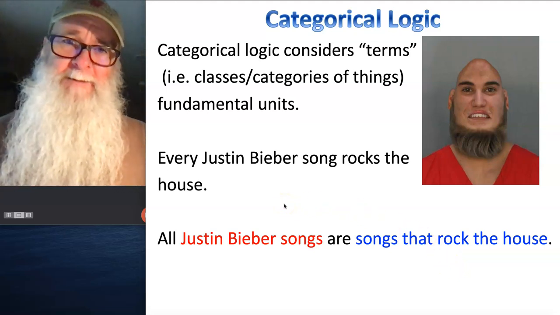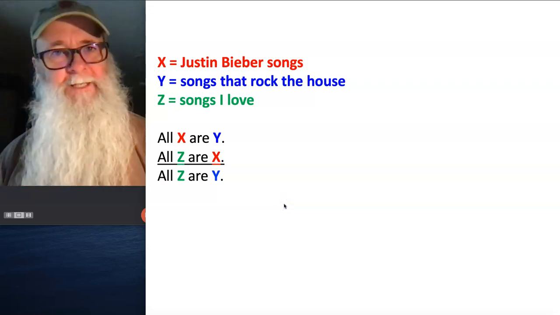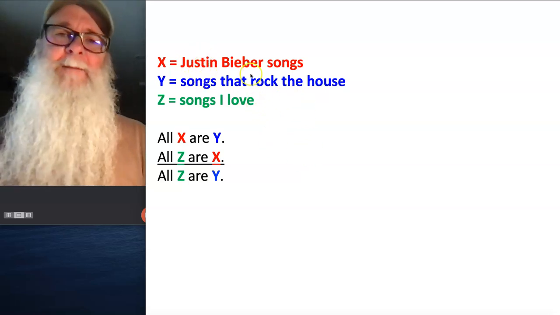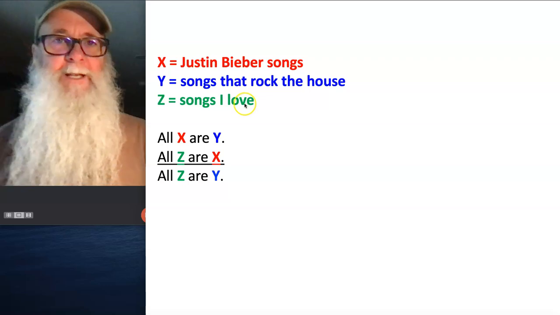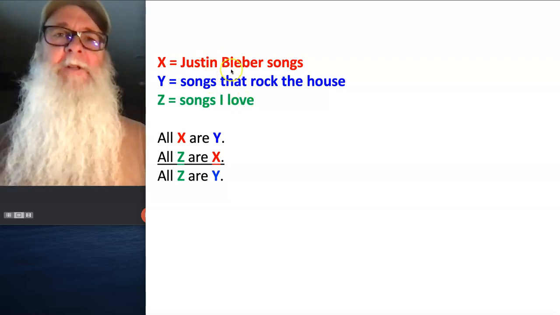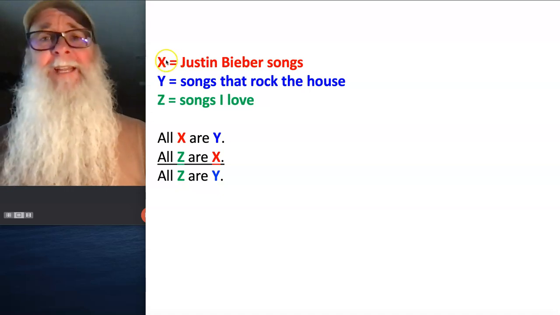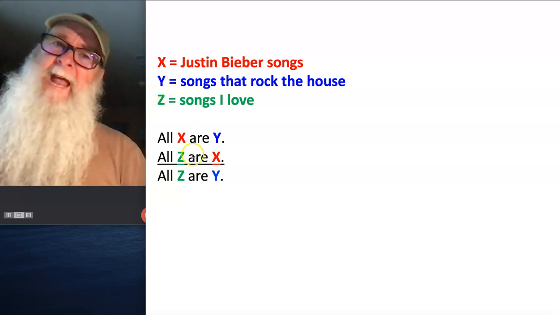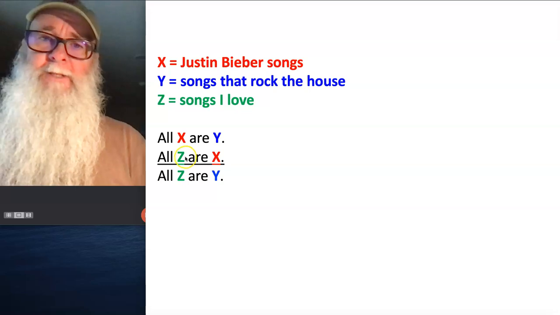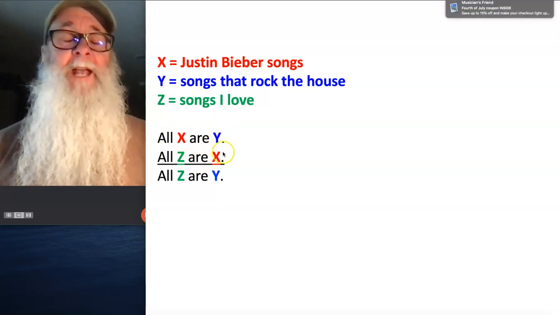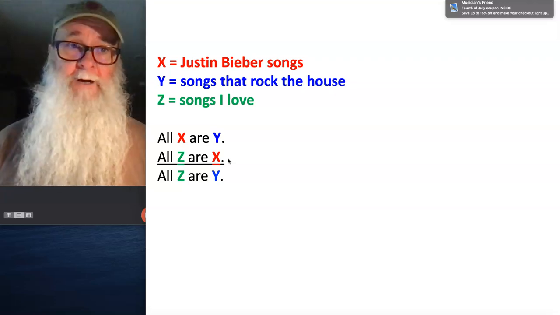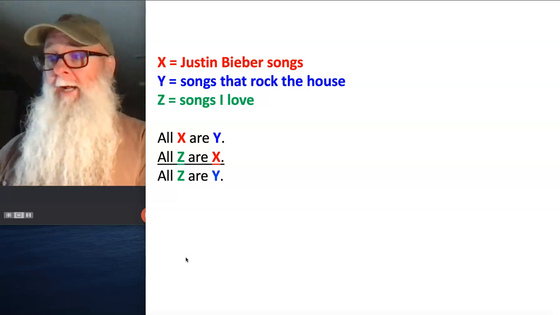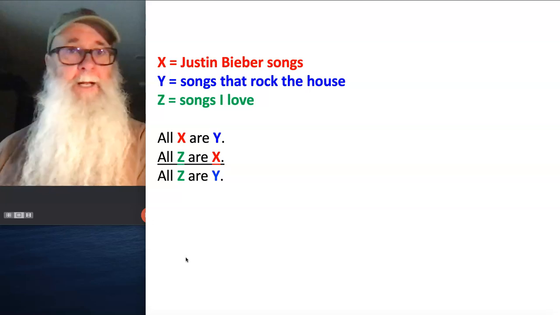Now, another thing that's important to recognize about categorical logic is it's not necessarily the content of the particular terms that matters. And what I mean by that is what matters is not that I'm talking about Justin Bieber songs or songs that rock the house or songs I love. What matters is how I'm talking about these things in relationship with one another. So I can represent those categories of things with arbitrarily chosen letters like X, Y, and Z, and then use those letters in standard form categorical statements to reveal relationships that exist among these categories, regardless of what the specific content is. And you know that by determining a particular argument's mood and figure, we can identify whether that argument is reliable or unreliable, valid or invalid.